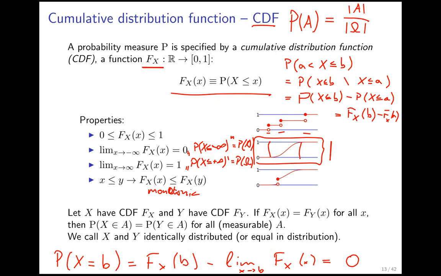Think about this for a while and digest it a little, but this means that if you have a continuous CDF, then no single point b can have a positive probability. It's called a null set.